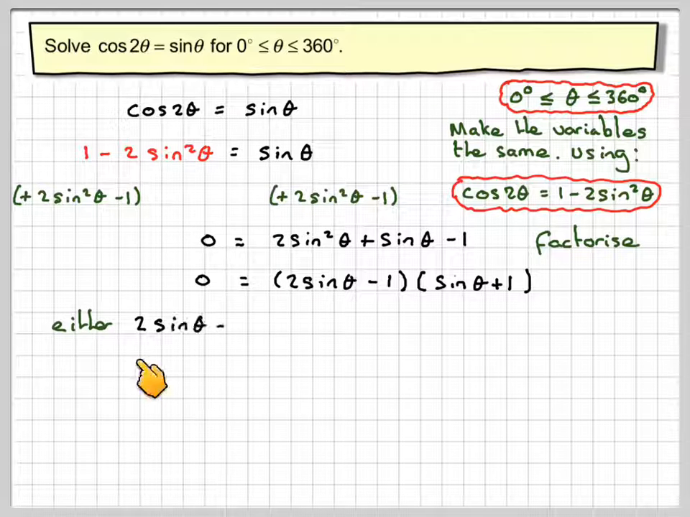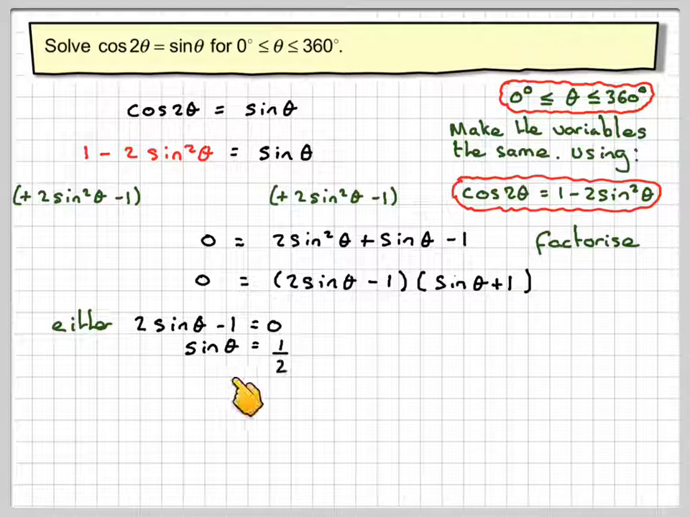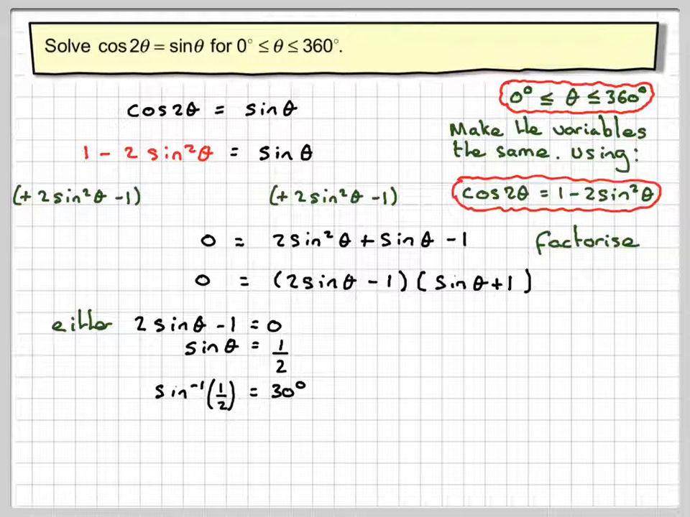And then we say either 2 sine theta minus 1 is equal to 0, which gives that sine theta must be equal to a half. That's adding 1 and dividing by 2. And then do sine to the minus 1 of 1/2, and we should know that's 30 degrees. And then go into our CAST diagram.